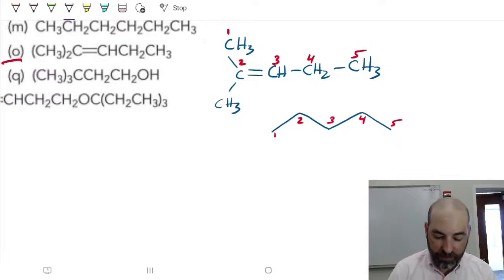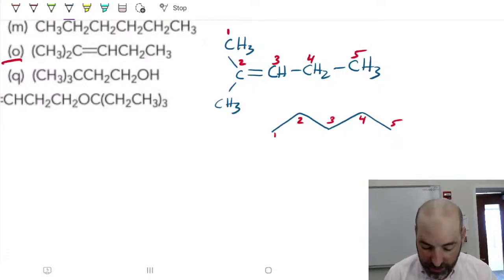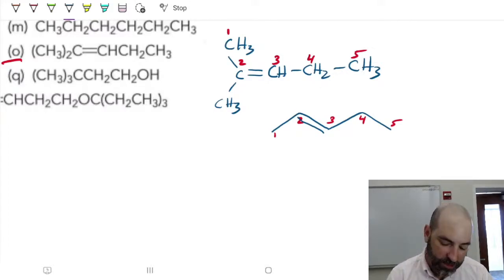So for example, between carbon 2 and 3, there's a double bond. That needs to be expressed in the line structure as well. And so all we have to do is draw a second line between 2 and 3 right there. That shows our double bond. And then the other thing that's not shown here is there's an additional CH3 coming off of carbon number 2.